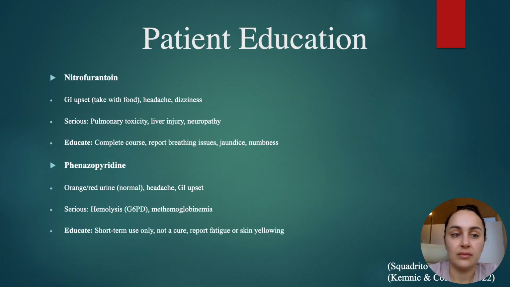Patient education includes: nitrofurantoin can cause some GI upset, so it is recommended to take it with food. It can cause headaches, dizziness, serious pulmonary toxicity, liver injury, and neuropathy. You should educate the patients to complete the full course, and report breathing issues, jaundice, and numbness.